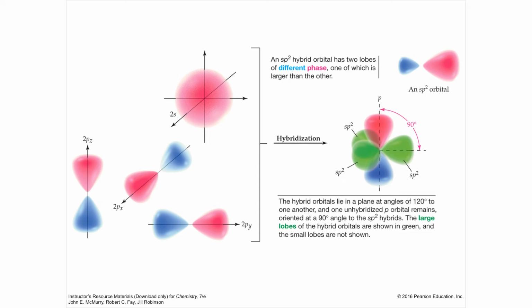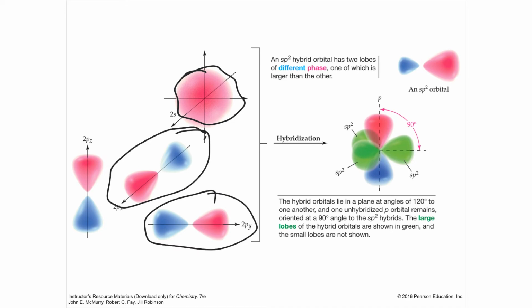All right, so here's that second one. You're going to take an s, and you're going to take two p's, the px and the py. So you're going to take this one and this one, merge them together, and it turns into a lopsided barbell, just like we saw. The lopsided barbells are 120 degrees apart. Okay, so this is 120 degrees here.